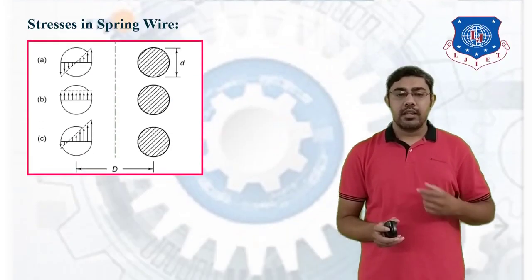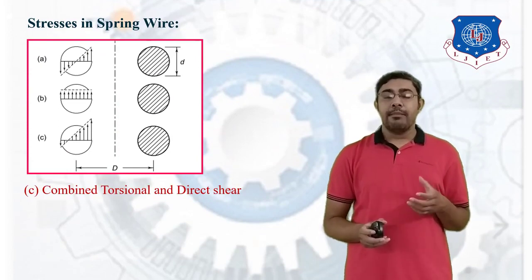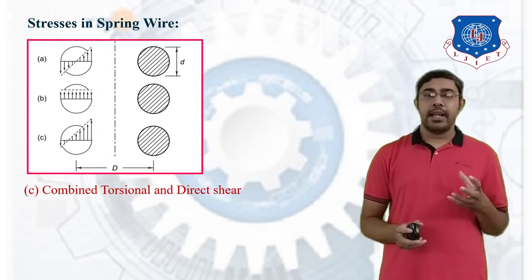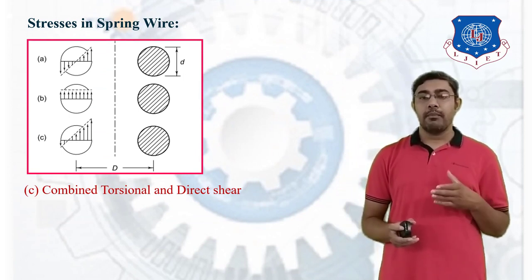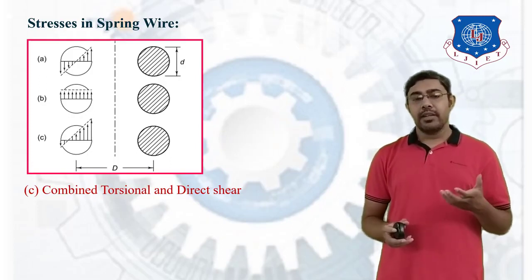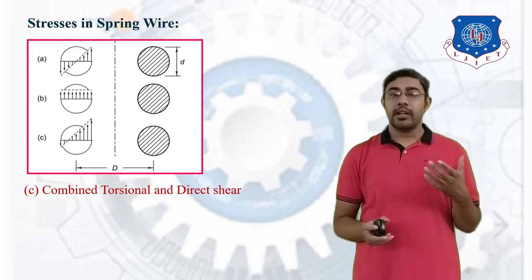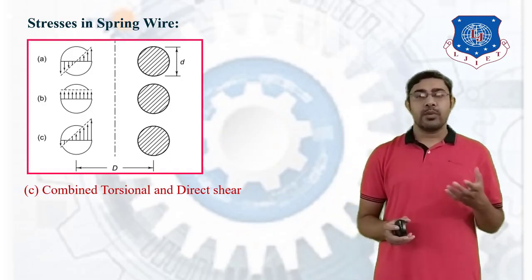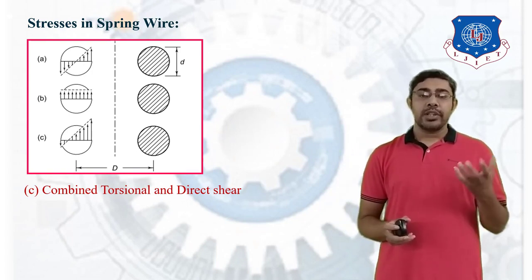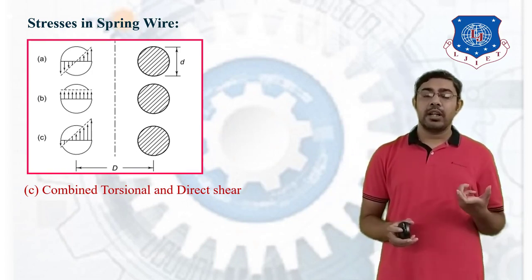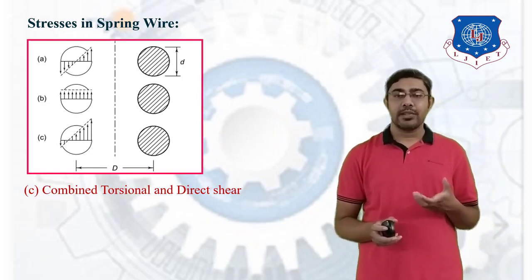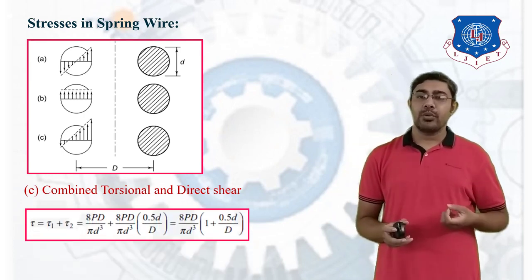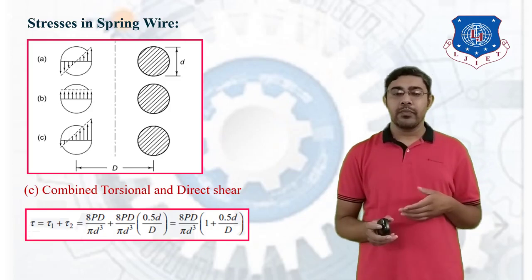Now case 3 or C, combined torsional and direct shear stress. Here both stresses are applied on the spring wire, so we have to combine both stresses. We have a formula for the pure torsional shear, that is tau 1, and also a formula for the direct shear, that is tau 2. In this case the combined stress is produced on the spring wire. So the combined stress tau is nothing but the summation of these two stresses, that is tau 1 plus tau 2.